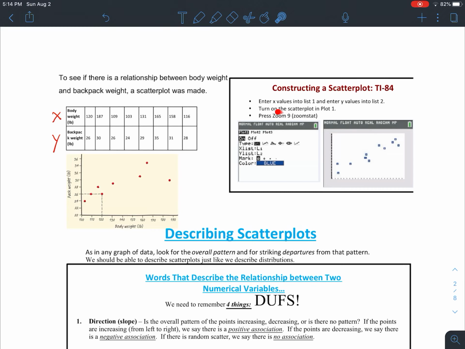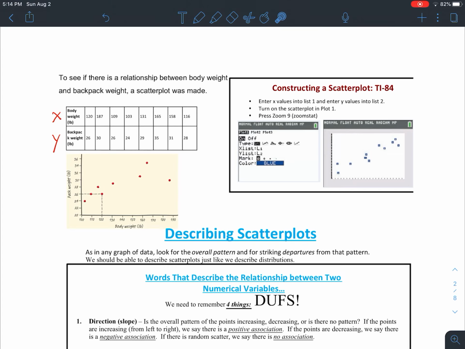Okay, we're not going to waste time trying to come up with a good window. We're going to let the calculator do that for us. So you're going to press the zoom button, option 9 for zoom stat, and it would display a scatter plot. This is the scatter plot here, and you can see over here as well, for this particular set of data.